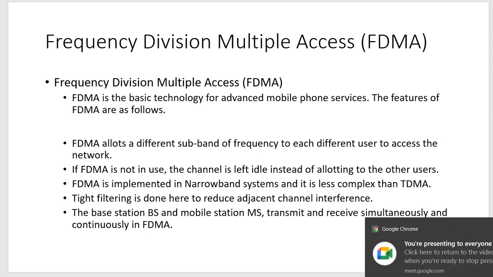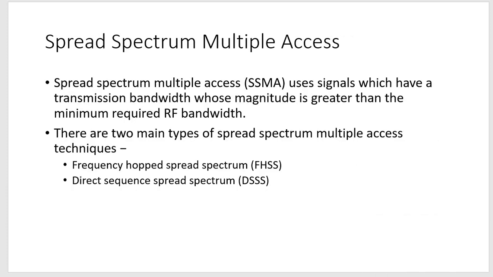We have completed this FDMA. Let's go to spread spectrum multiple access. Under SSMA, spread spectrum multiple access, we have two types: frequency hopping spread spectrum and direct sequence spread spectrum.